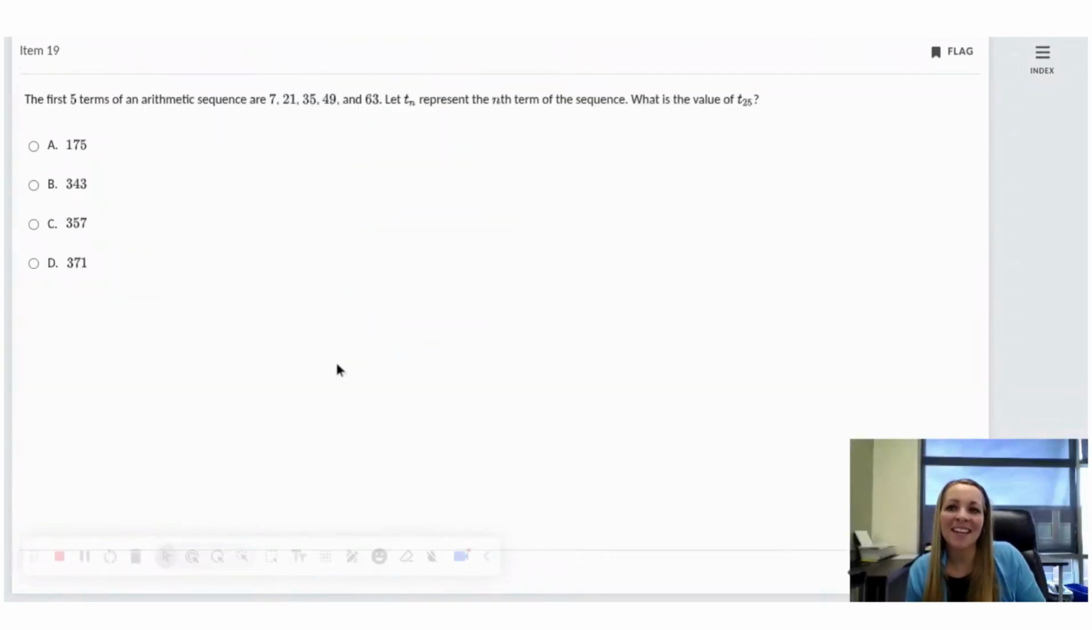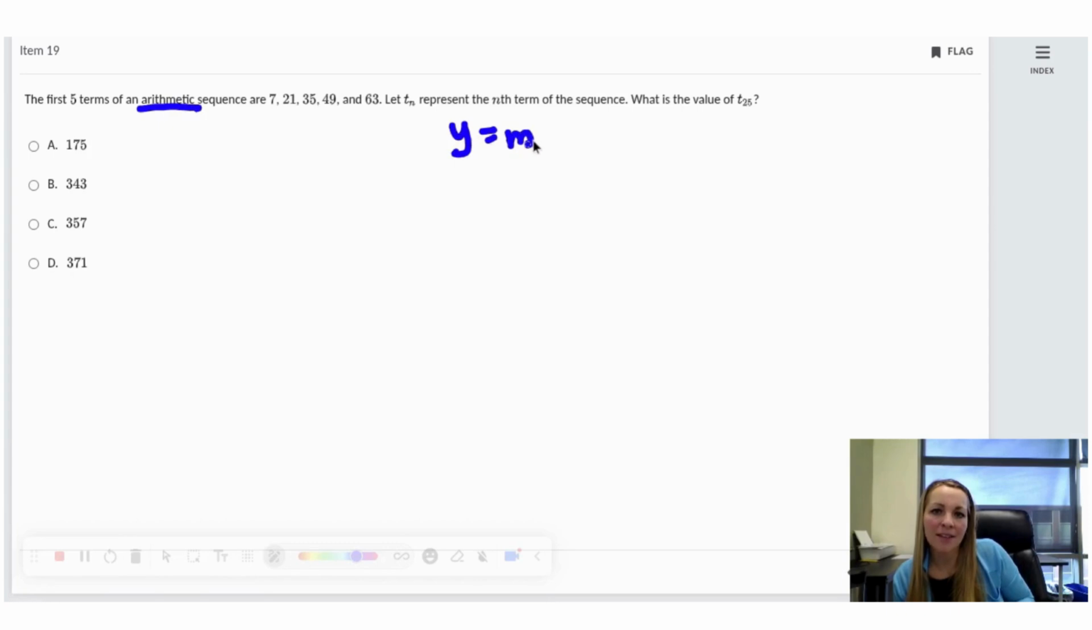Question number 19. The first 5 terms of an arithmetic sequence are 7, 21, 35, 49, and 63. Let t sub n represent the nth term of the sequence. What is the value of t sub 25? To start, we're going to write an equation to help us out. Arithmetic implies we're adding between all of these terms. So let's compare this to y equals mx plus b, which most students are pretty comfortable with.